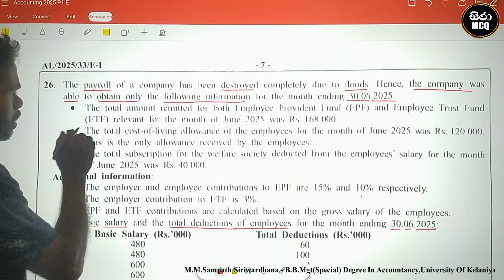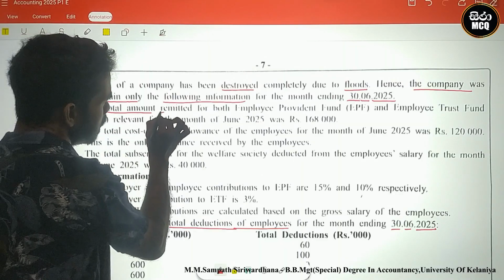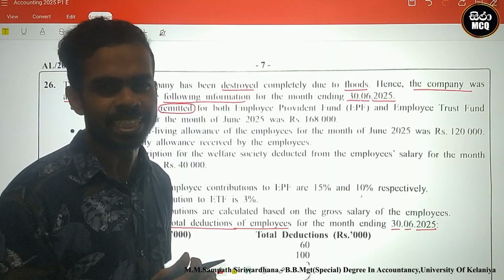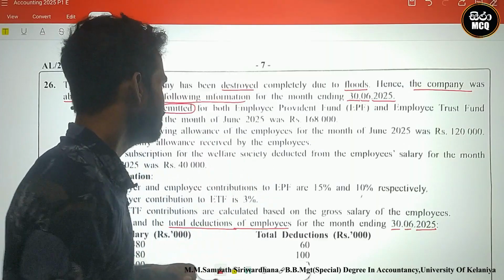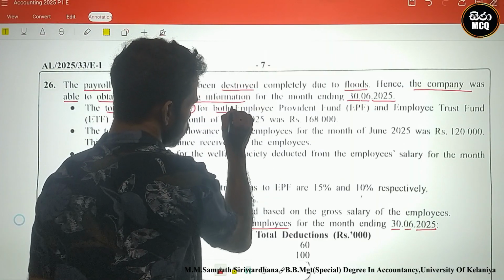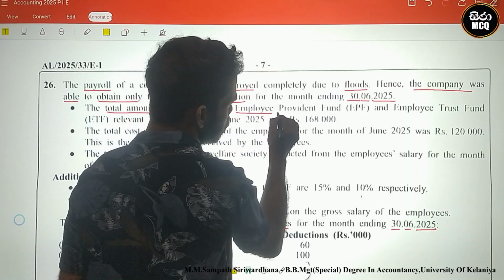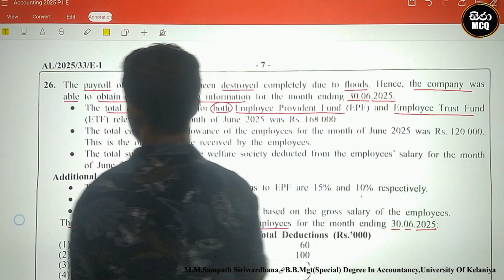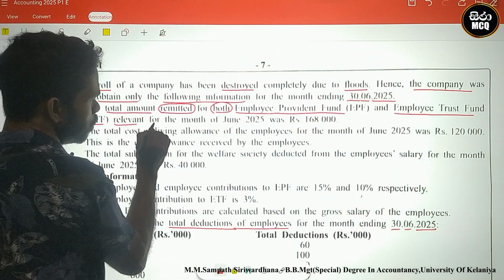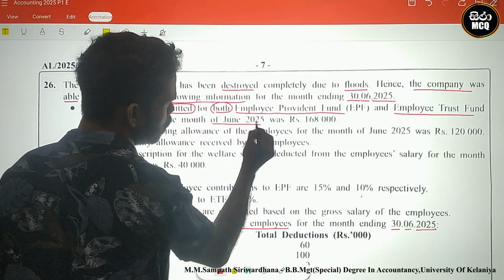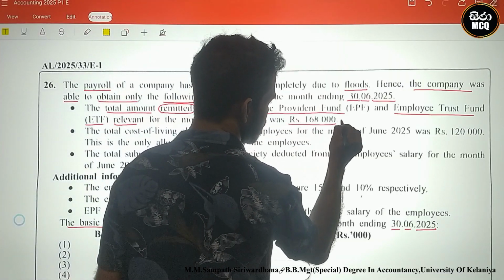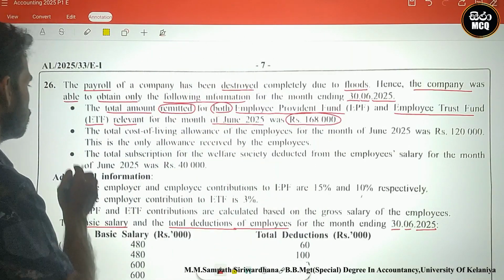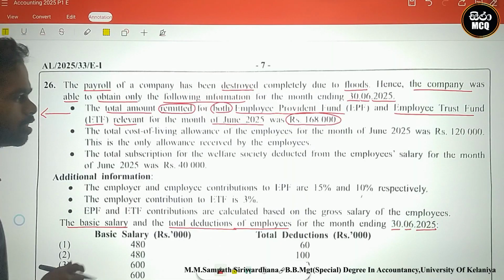What did they find? Look here, the total amount remitted, meaning paid, for both the Employee Provident Fund EPF and the Employee Trust Fund ETF relevant for the month of June 2025 was 168,000. This is the major point we identify. Therefore, please allocate this separately.